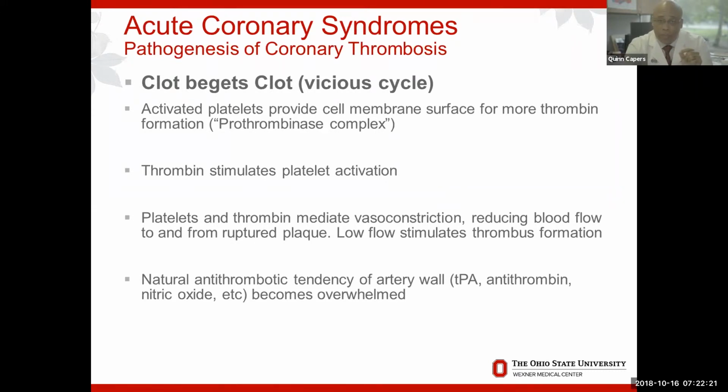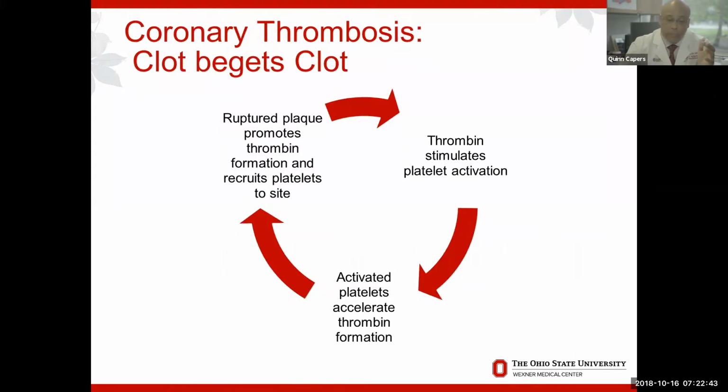Activated platelets provide a very necessary activated cell surface membrane for the formation of thrombin, and thrombin in turn is the most potent activator of platelets known to man. So thrombin activates platelets, platelets help to form thrombin, and around you go, and unchecked, thrombus does tend to grow. I like to talk about this vicious cycle.